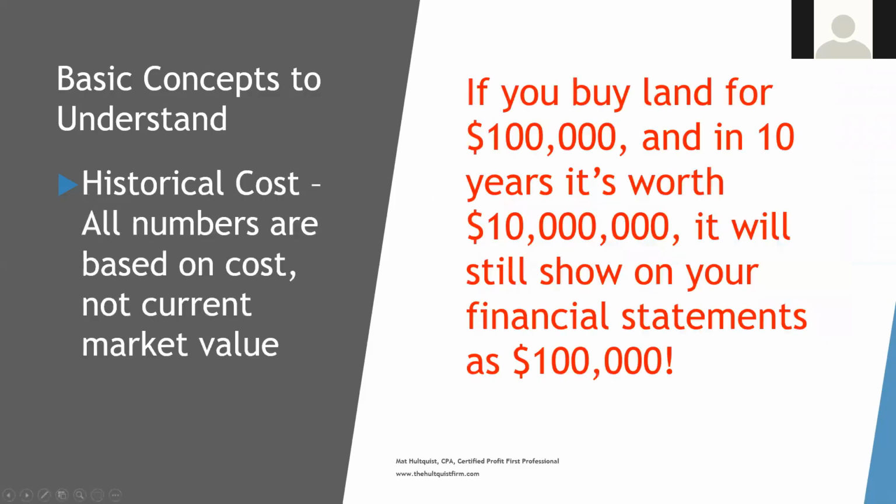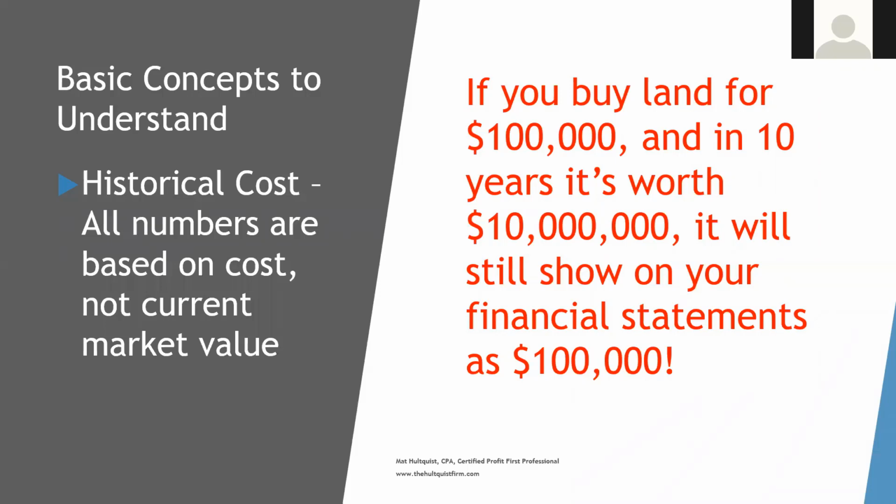All right, so the next thing is historical cost. This also trips people up. Historical cost, what this means is that everything on these financial statements, particularly the balance sheet, is based on what's called historical cost. This just means that whatever you buy something for, whatever you pay for it, whatever its original cost is, that's what's going to be on there. It's not going to be a current market value.